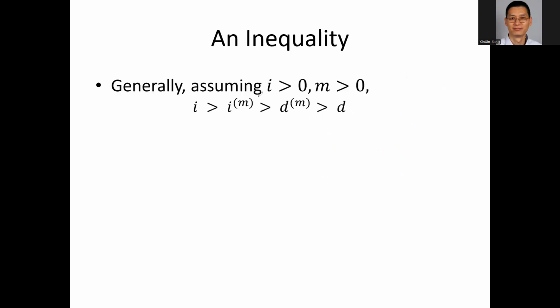Generally speaking, assuming I greater than 0 and m greater than 0, I is again the effective interest rate, and m is the number of times it's compounded per year. And we have this inequality. The annual effective rate is always greater than or equal to the nominal rate. And then the nominal interest rate is always greater than or equal to the nominal discount rate. And then the nominal discount rate is always greater than the effective annual discount rate. So you have this kind of relation.